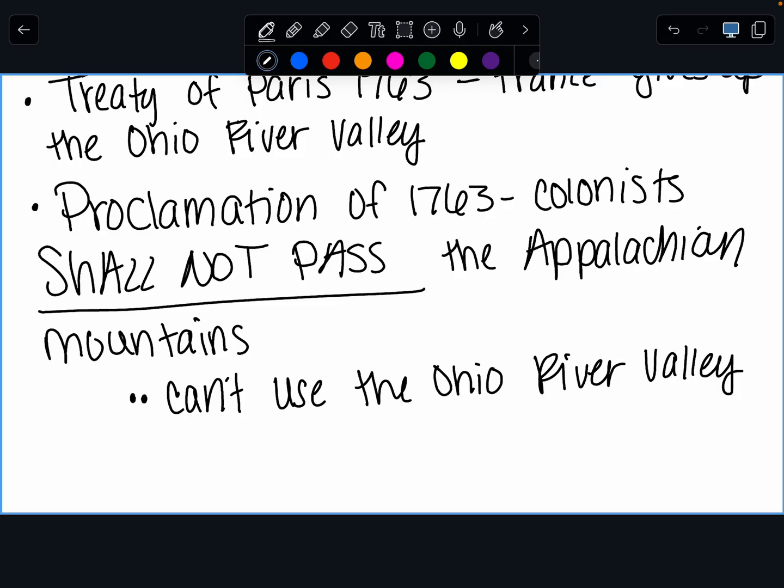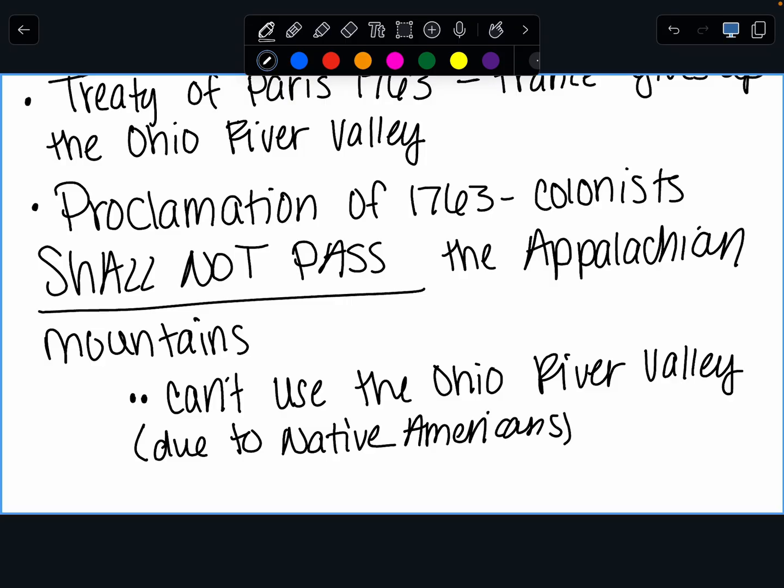Okay, he's like, I ain't got money to my name. We can't afford another war. With the who? With the Indians. We'll add that. Due to Native Americans. Okay, so you shall not pass. Don't pass the Appalachian Mountains or you'll get arrested or whatever. Okay, so we can't even pass. We can't even use the Ohio River Valley because we don't have the money to fight the who? The American Indians. We're broke, people. Broke. Okay, King George III can't have cake today.